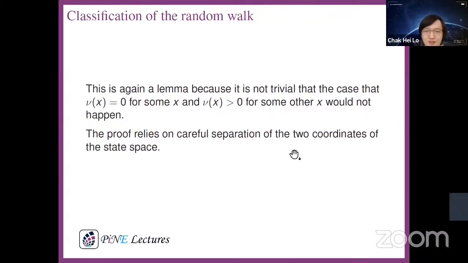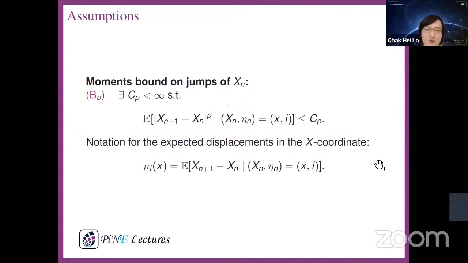Okay, so this is the setup for the model. You can believe me that essentially the recurrence and transience property is still preserved with some careful treatment. So we need some assumptions on this model to see when the model will be recurrent and when it will be transient. These assumptions are kind of mild, but very important. First of all, we need bounded moments on the jump of x n. So we need bounded jumps here.